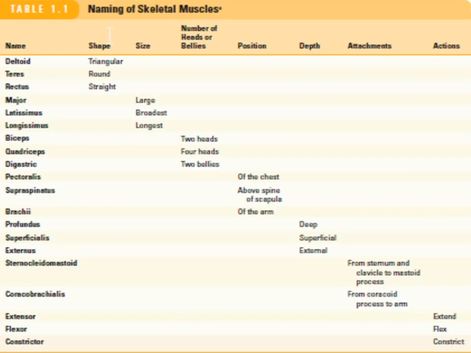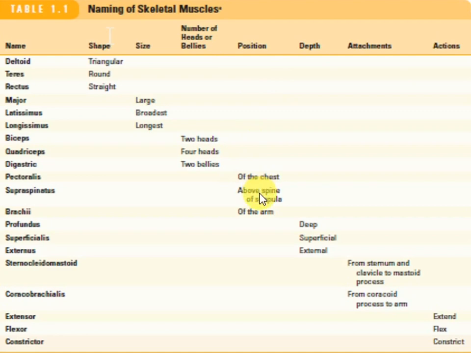Pia kuna nini? Number of heads or bellies. Manake hapa nakupa tu recap ili kwamba tutakavyoenda mbele, nakupa introduction ili tunavyoenda mbele tufanye vitu faster. Kwa hiyo kuna number of heads, tunaweza kuwa tuna two heads. Tukiwa na two heads inaitwaje? Biceps. Bi means two. Then tunaweza kuwa tuna four heads inaitwaje? Quadriceps. Then tunaweza kuwa tuna two bellies inaitwaje? Digastric. So kwa mfano tunaenda kuona kuna muscle labda kwenye upper limb, kwenye mkono inaitwa biceps brachii. Biceps manake ina two heads, then brachii ni kwa sababu inakuwa kwenye arm, position, in the arm.